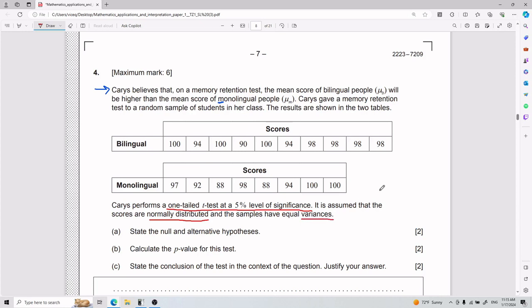All right, so some of you probably have a couple questions of what the heck is going on. So let me give it to you straight. This person Carrie is seeing who has better memory, bilingual people or monolingual people. And one of the ways that you can mathematically prove that is seeing if the means of each of these two are different. Let's remember that the mean is the average. A mean is also like an average, yeah?